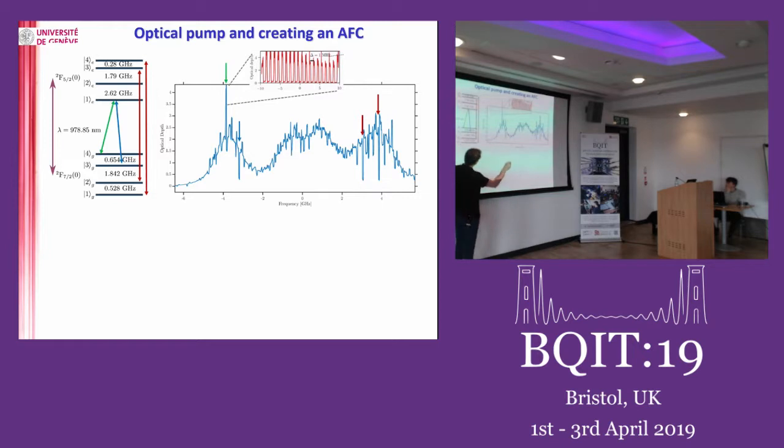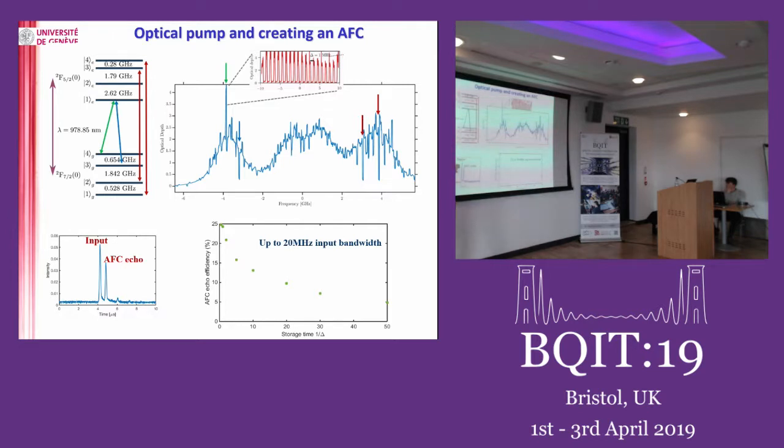So this is an example over a 20 megahertz atomic frequency comb that we created in this very region here. Then you send in some input, and you see your AFC echo coming out. Quite decent efficiencies for a first try. This is as a function of storage time. Here there are no control fields, so we just make the AFC, send in the pulse, and we get the echo out. We didn't apply the control field to convert it into spin excitation.